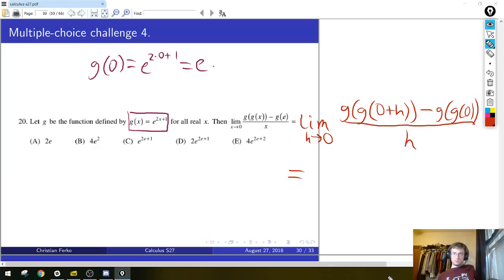Would this be the second derivative of something? It's the first derivative of something, right? Because none of these are primes, right? The second derivative would be the limit as h goes to 0 of g prime of something, right? Okay. I don't recognize this, but I'll keep thinking. Okay, yeah. Take a few more seconds.